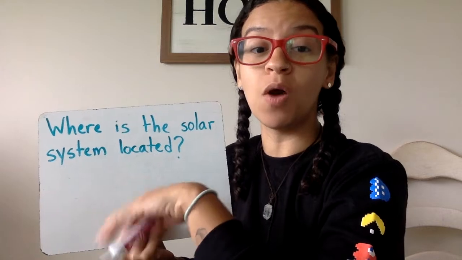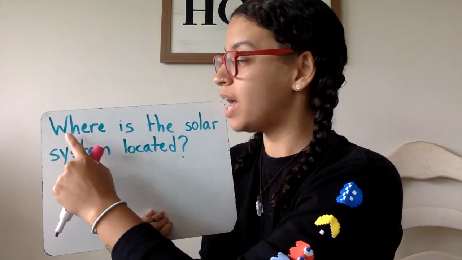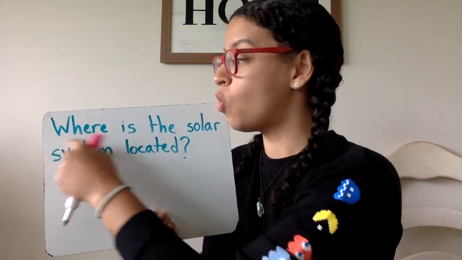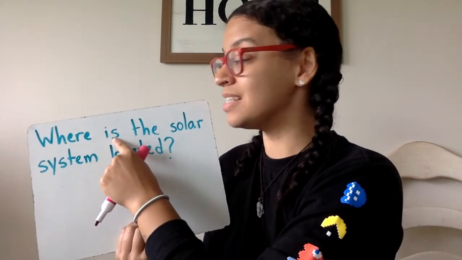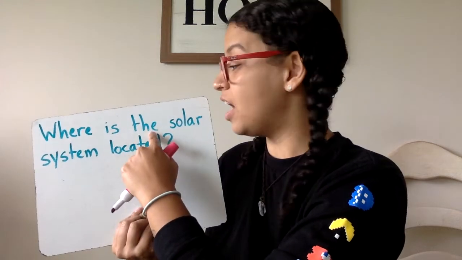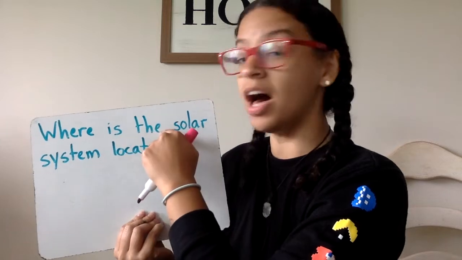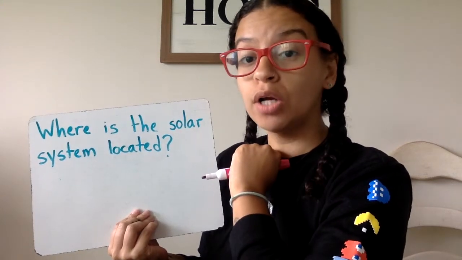All right, let's go over it word for word. Where is a heart word. W-H-E-R-E. Where. Is is a heart word. I-S, is. The is a heart word. T-H-E, the. Solar.